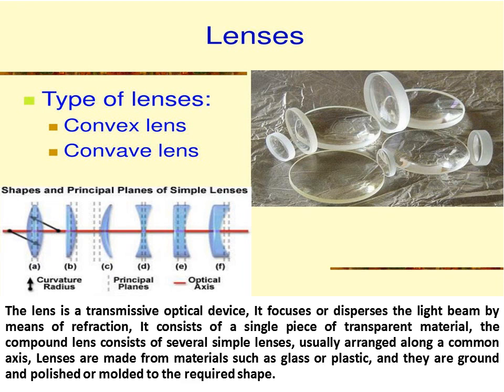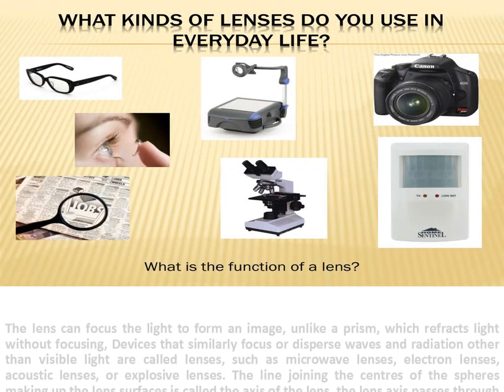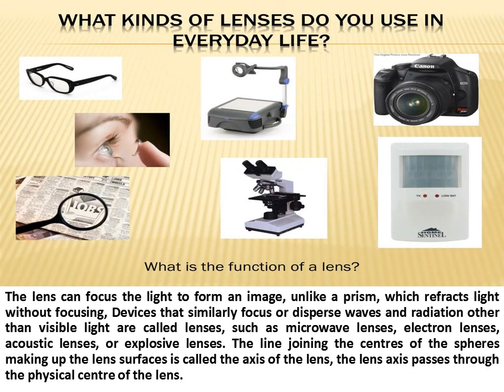The compound lens consists of several simple lenses, usually arranged along a common axis. Lenses are made from materials such as glass or plastic, and they are ground and polished or molded to the required shape. The lens can focus the light to form an image, unlike a prism, which refracts light without focusing.